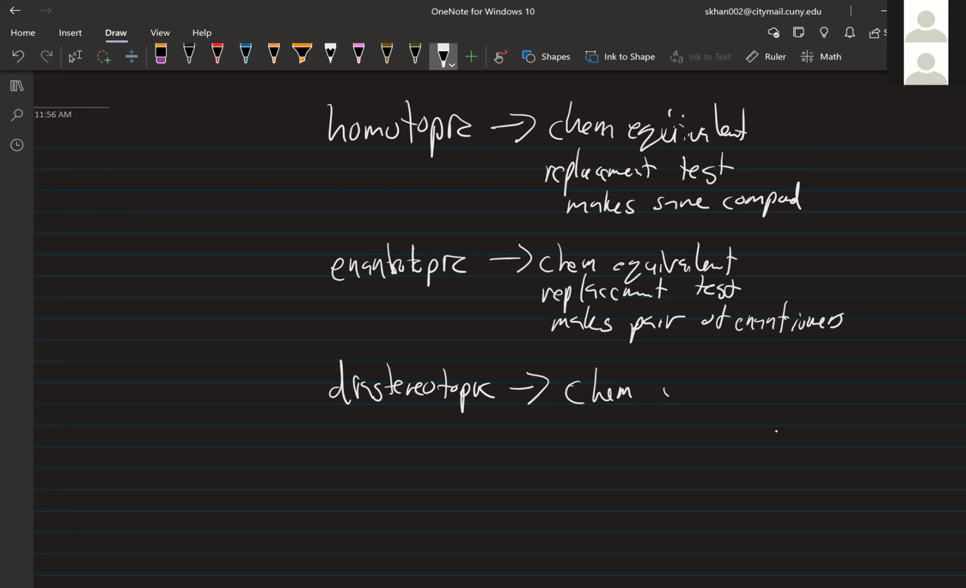So these are chemically unequivalent, right? Good Lord, my spelling is off this morning, afternoon now. Chemically unequivalent, and what do we say? Replacement test produces a pair of diastereomers.